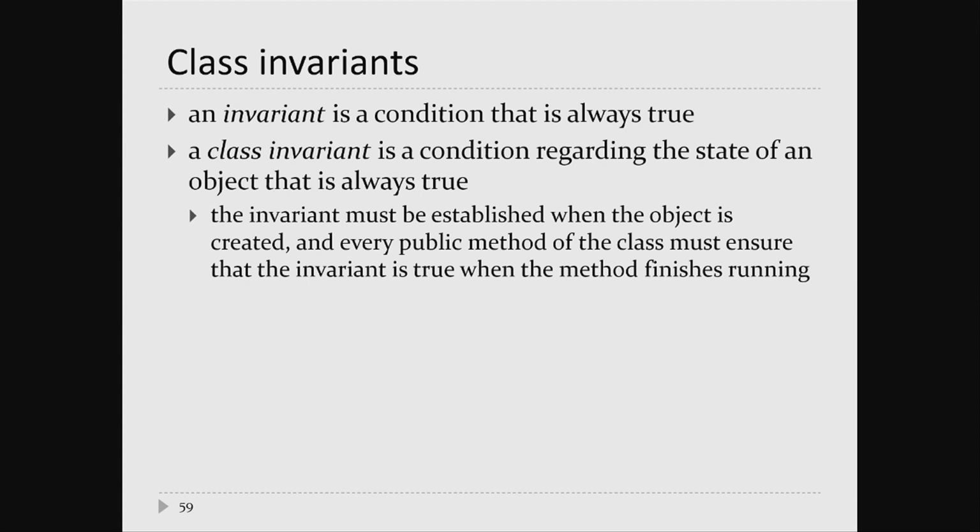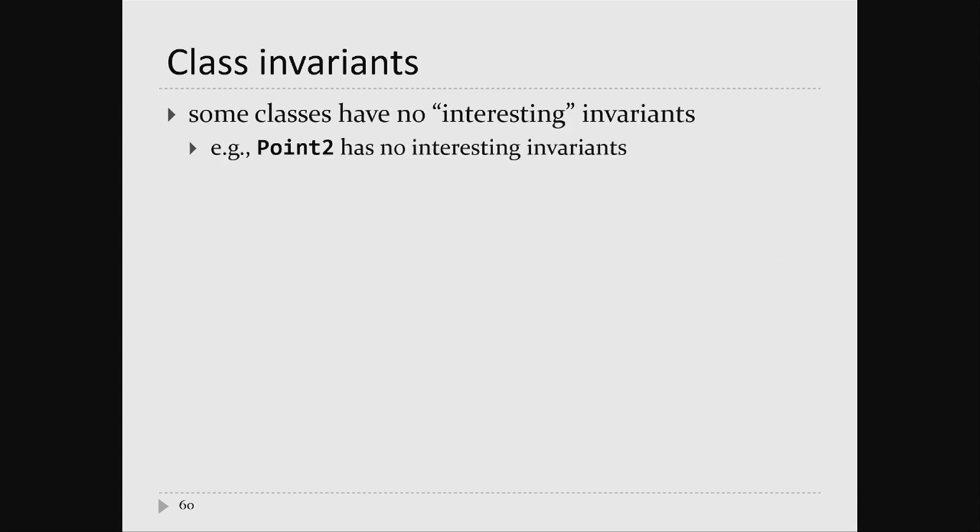If you have any public methods in the class, the public methods have to ensure that the invariants are true after the method finishes running, right? Now, a lot of classes have no interesting invariants. So point 2 doesn't have any interesting invariants on its fields. It has an x coordinate, it's got a y coordinate, and that's it. There's no restrictions on what x and y can be. So point 2 is not a good class to talk about regarding class invariants.